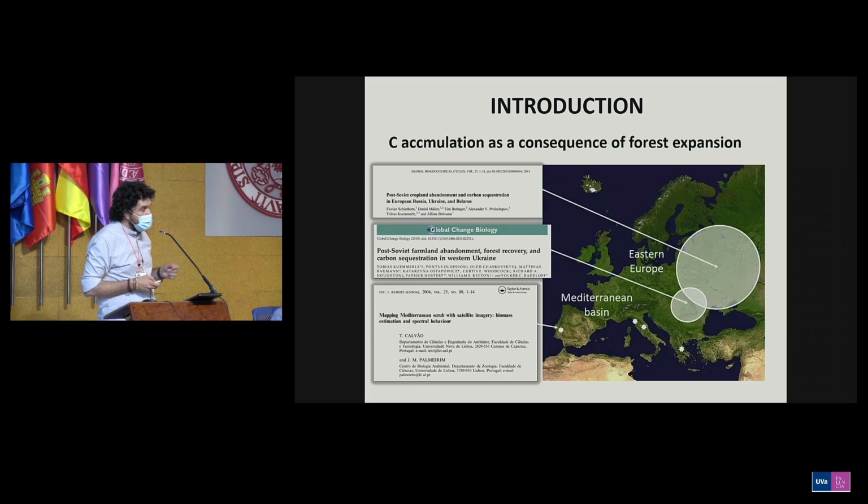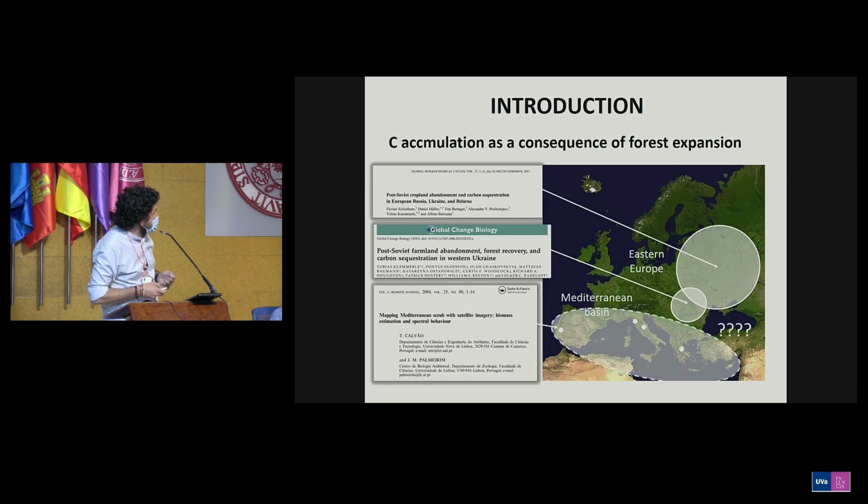This process, however, has been well studied in Eastern Europe over the last decades, but in the Mediterranean basin we have just a few local studies, mostly focused on ecological interactions and on the accumulation of soil organic carbon, but not on the above-ground vegetation and the below-ground vegetation. So the contribution of this process to carbon accumulation at a regional scale in the Mediterranean basin is still poorly understood.